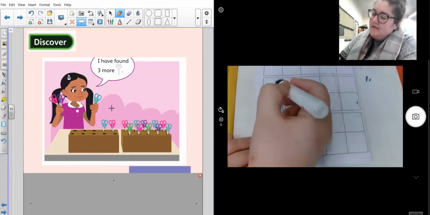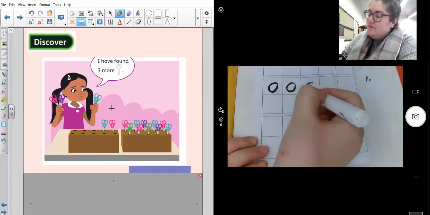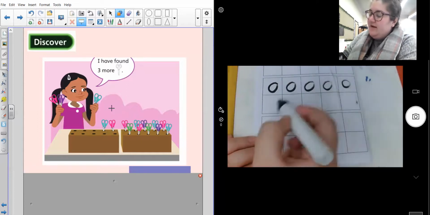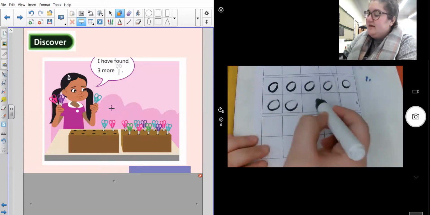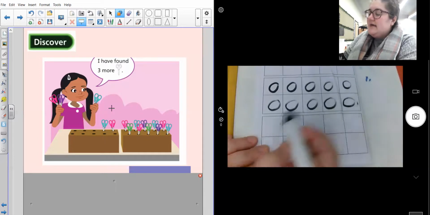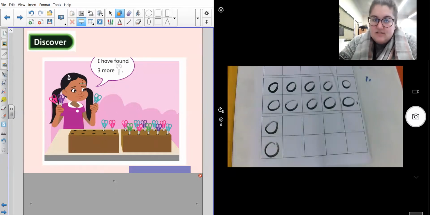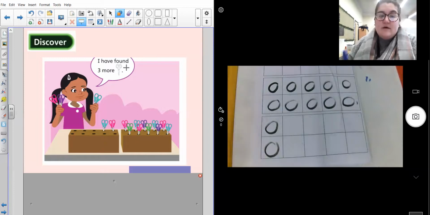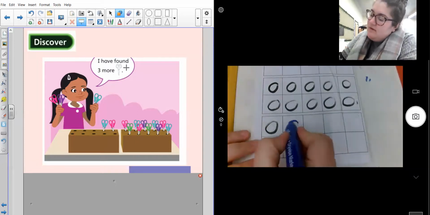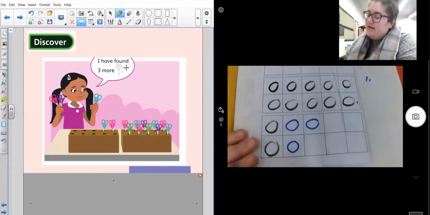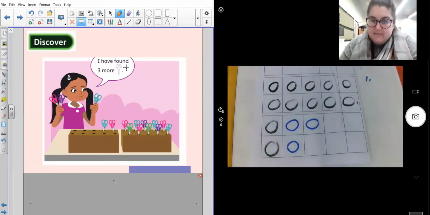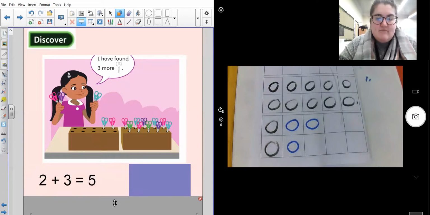So can you help me represent 12? Can you count with me? 1, 2, 3, 4, 5, 6, 7, 8, 9, 10, 11, 12. Okay, I've got 12 already in the scissor blocks, and the little girl is saying, I have found 3 more. So I'm going to add 3 more to my 10 frame in a different colour. So let's try and solve how many there are altogether.